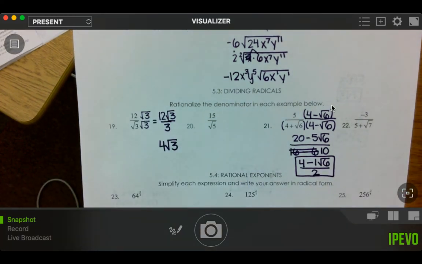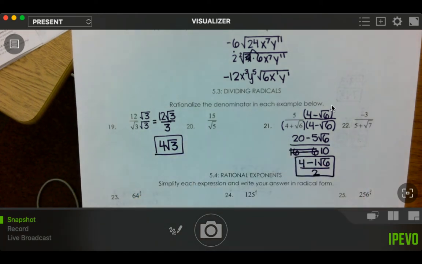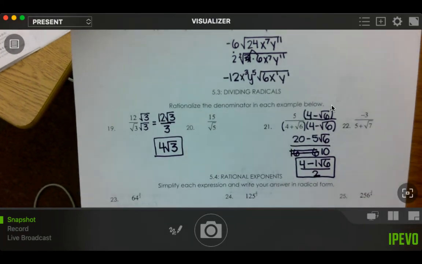Like that. I forgot to box my answer over here. All right, let's move on to rational exponents.